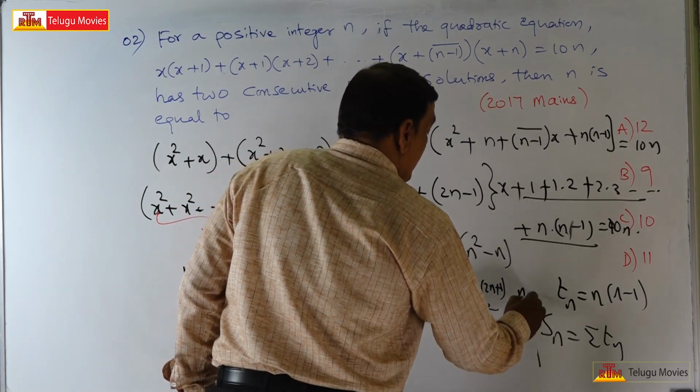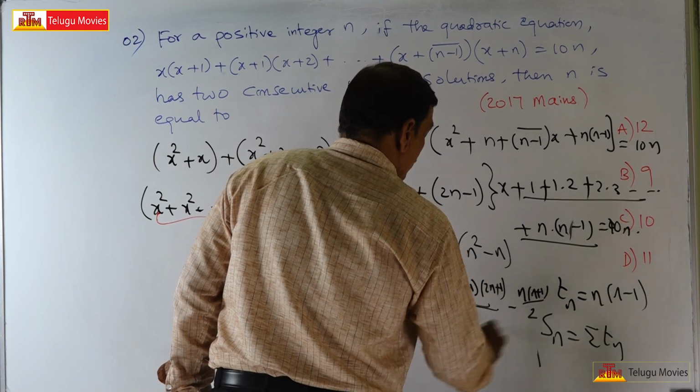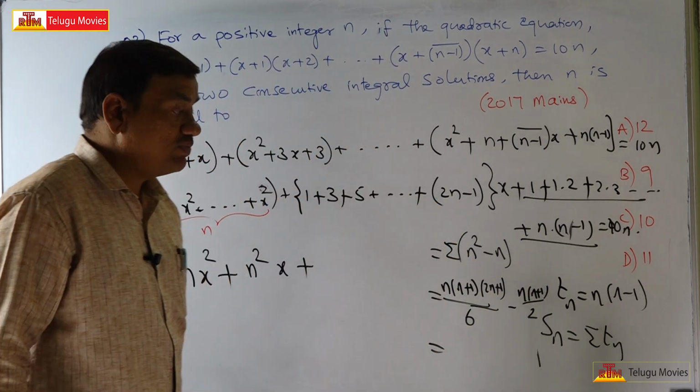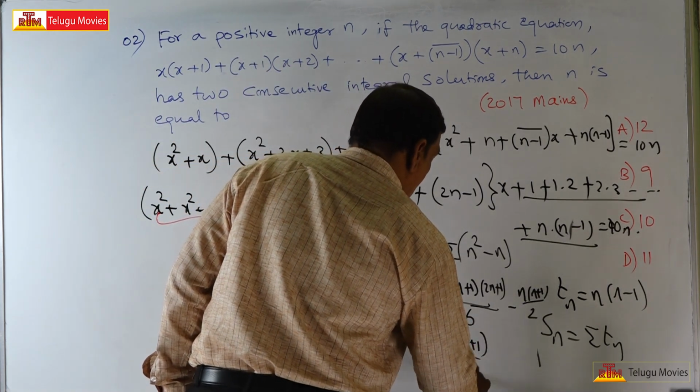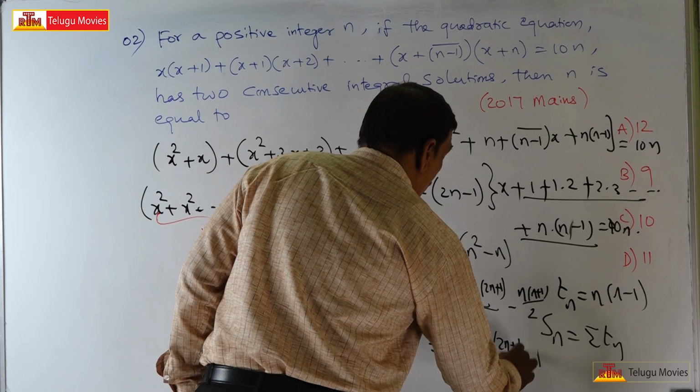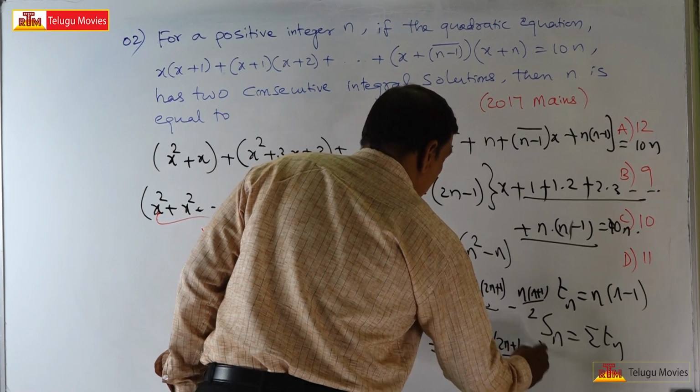What is sigma n? n into n plus 1 by 2. So, take n into n plus 1 by 2 common outside. Here what you will get? 2n plus 1 by 3 minus 1.